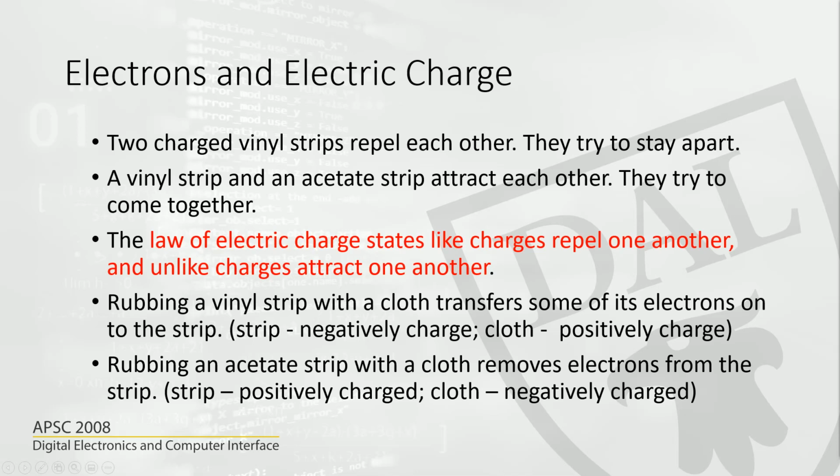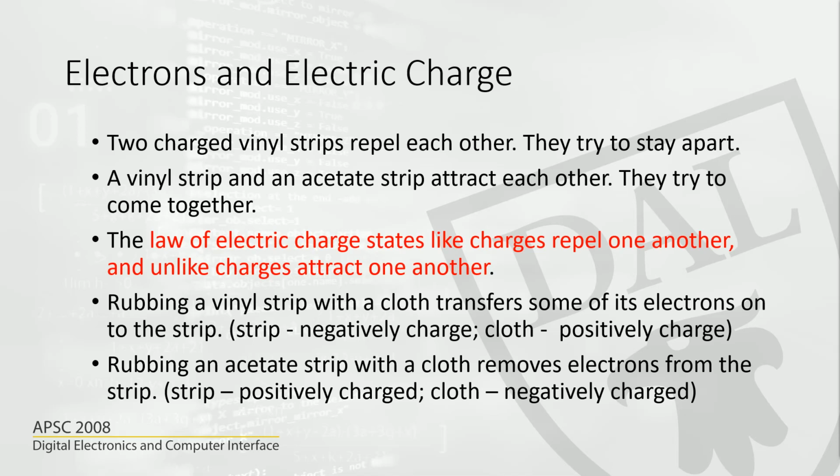What happens here is, when you rub the vinyl strip with a cloth, some of the electrons from the cloth are transferred to the vinyl strip. So the net negative charge in the strip is going to be higher than the positive charge. Since the cloth has lost some of its electrons, the cloth is going to be positively charged.